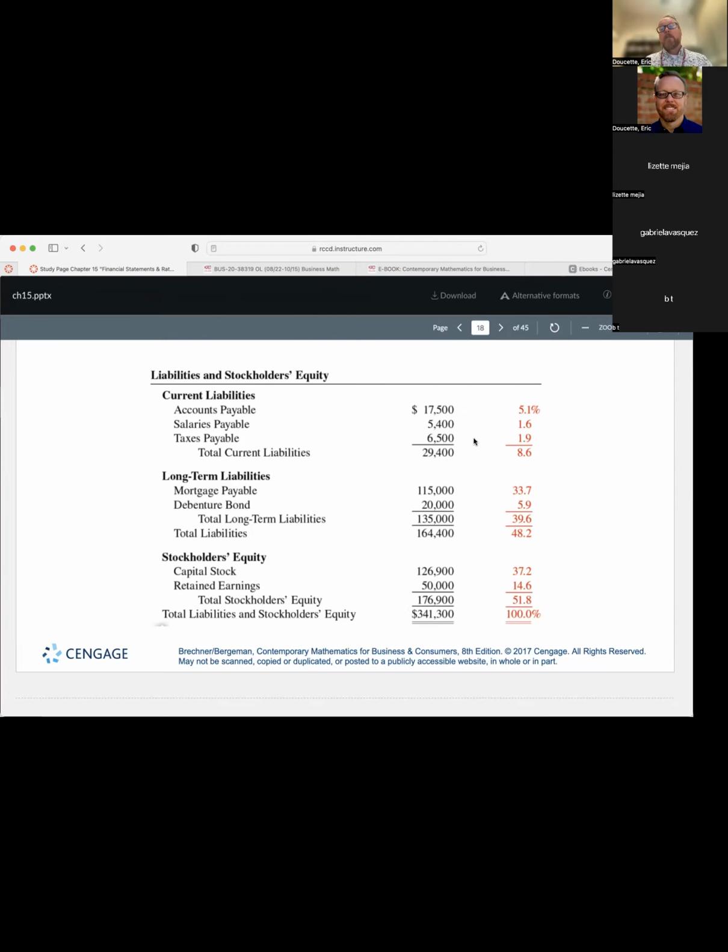So again, you would take your accounts payable, that's money you owe other people, that's 17,500. You divide that by the 341,300 of your total liabilities and stockholders' equity, and that means accounts payable is 5.1% of your total. And so you just go right down the list, dividing every one of these numbers by the total, and that would give you your percentage. And of course, if you divide 341,300 by 341,300, what do you get? 100%, right? So that's pretty much how you do the vertical analysis.